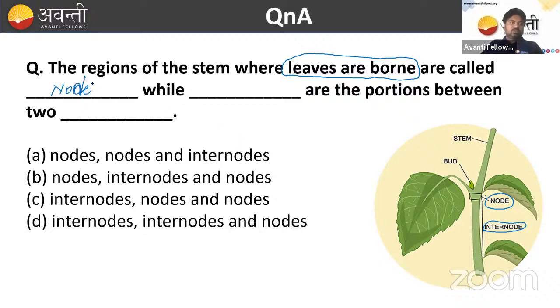Next, the blank space is internode. And the next one is node again, and that's why here node, internode and node is the correct option.